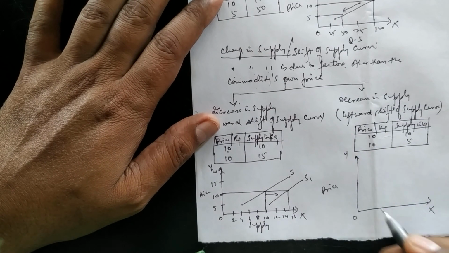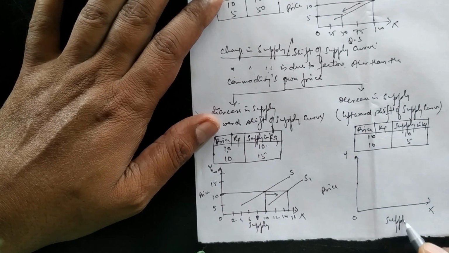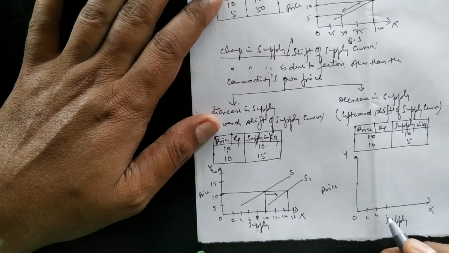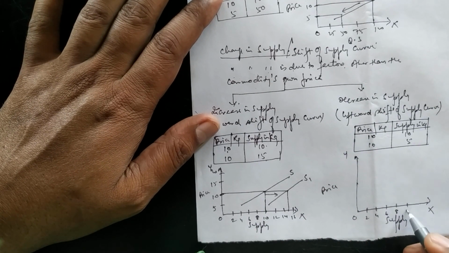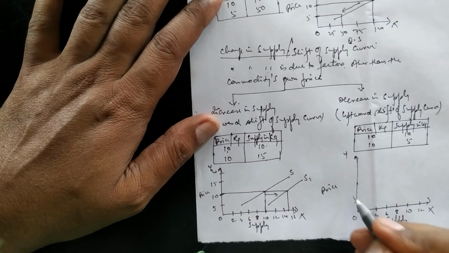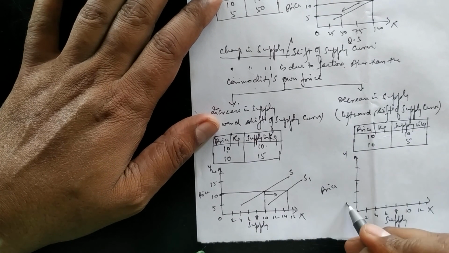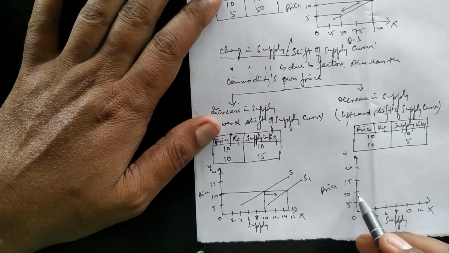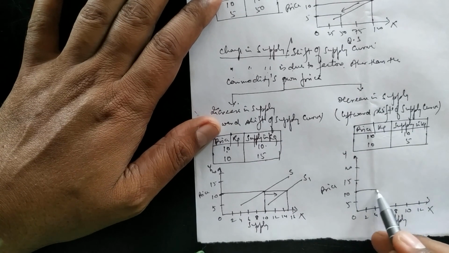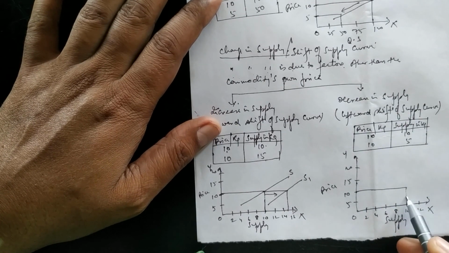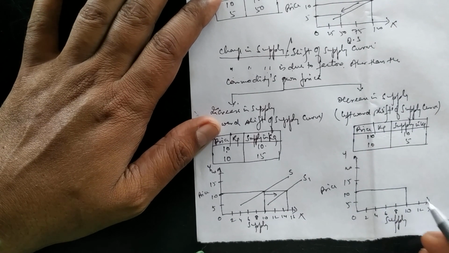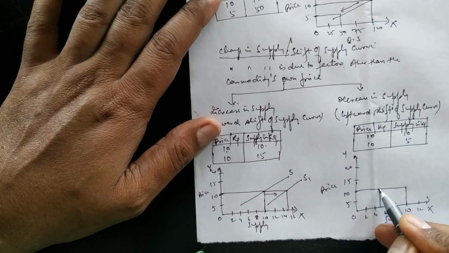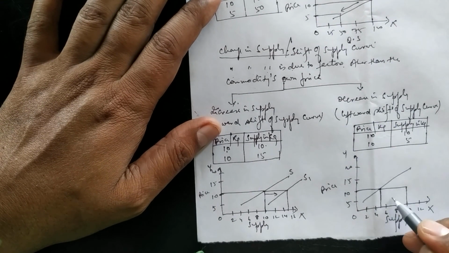This side price, this side supply. 2, 4, 6, 8, 10, 12, and 5, 10, 15, 20. Now price was 10 and the supply was 10 kg. Price remains the same. Supply came down to 5. Supply came down here.